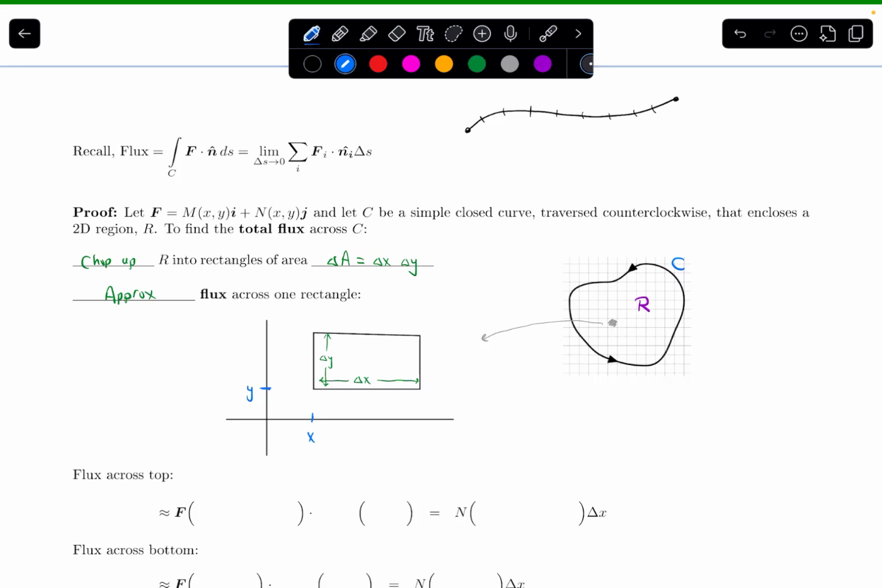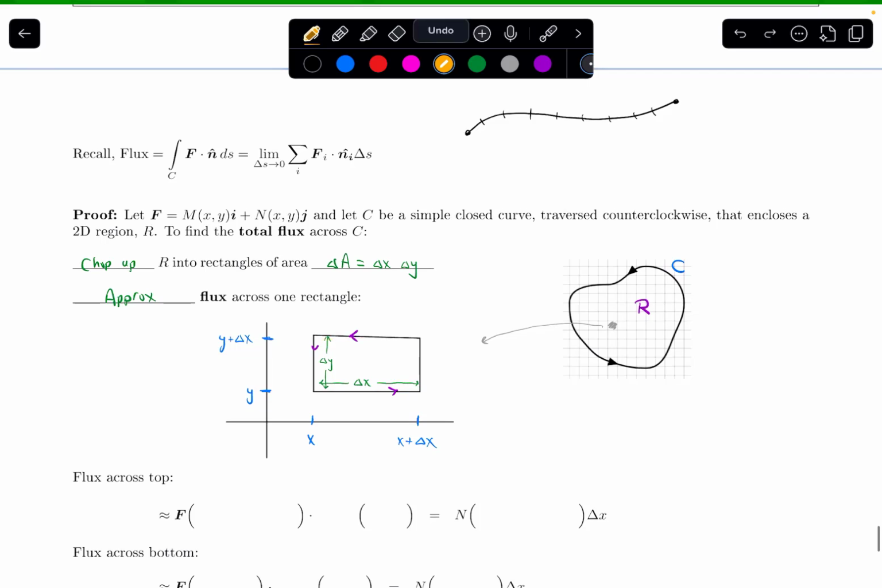But if I do that, then the x coordinate here is x plus delta x, and the y coordinate up here is y plus delta y. And I'm going to orient this rectangle by going counterclockwise around it. So I'll draw these direction arrows. And when I do that, it induces this orientation where the normal vector is going to point outwards, because remember, as I travel along the curve, the normal vector should be to the right. And if I go counterclockwise, that'll be to the outside. So I'm going to draw a normal vector here.